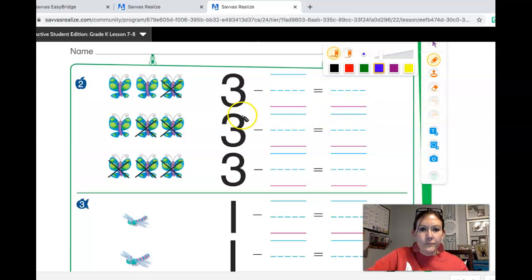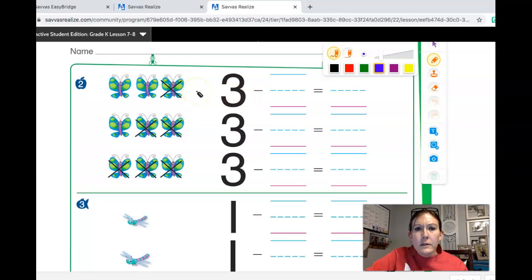Let's go. 3, 3, 3. It looks like we're starting with 3 every time. Yep, and look at these butterflies. 1, 2, 3, 1, 2, 3, 1, 2, 3. 3 butterflies every time. And we know it's takeaway because look, some of the butterflies are X'd out. So they have the minus sign there for us.